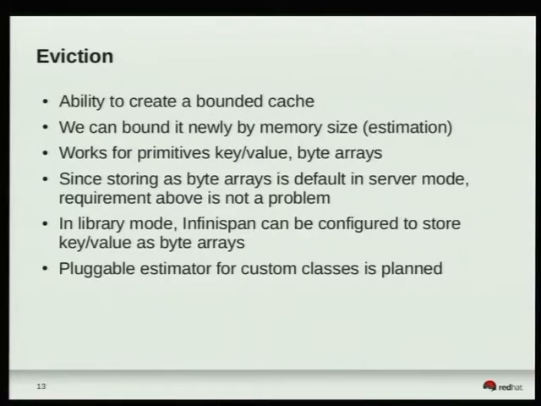This feature was also in Infinispan from the beginning, but the new thing that is implemented is memory-sized eviction. Then you can say this cache can only have 100 megabytes of data. This is done via an estimation, and it works under certain circumstances, but it's not really a blocker.